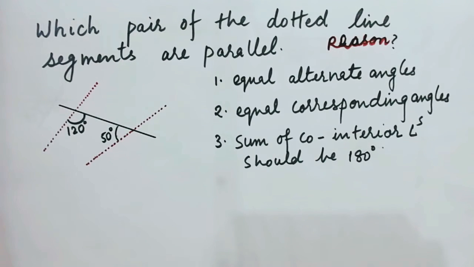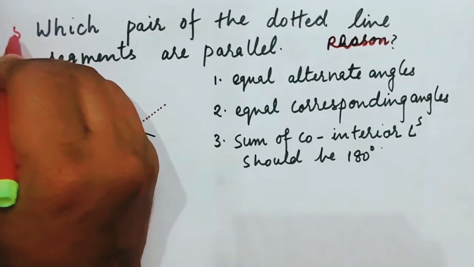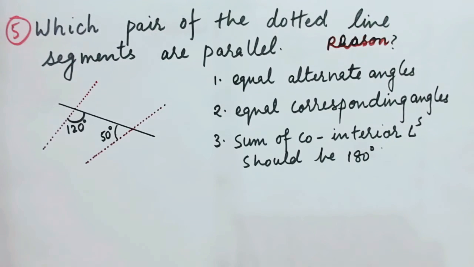So my dear children, we all are here to build up our concept. Now, here in number 5, we have been asked which pair of the dotted line segments are parallel.